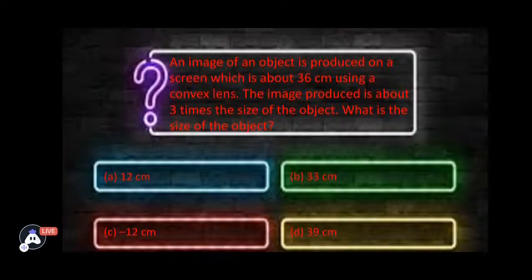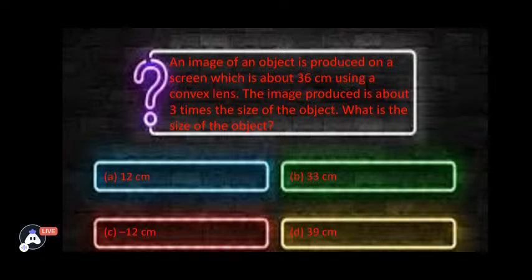An image of an object is produced on a screen which is about 36 centimeter away using a convex lens. The image produced is about 3 times the size of the object. Now the image is 3 times increased compared to the size of the object. What is the size of the object? Think carefully and let me know the answer.